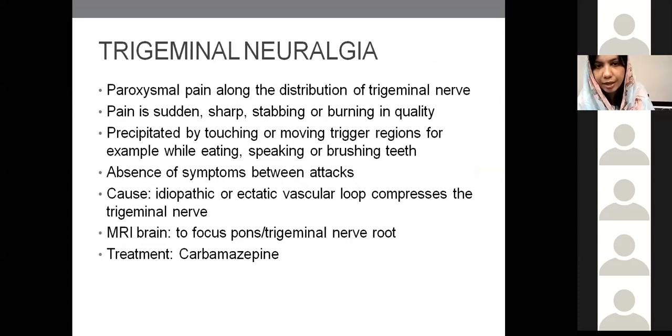Now a single slide about the trigeminal neuralgia. What is trigeminal neuralgia? It's a paroxysmal pain along the distribution of the trigeminal nerve. Pain is sudden, sharp, stabbing, or burning in quality, precipitated by touching or moving the trigger regions, for example, while eating, speaking, or brushing teeth. Absence of symptoms between the attacks. Causes are usually idiopathic or ectatic vascular loop compressing the trigeminal nerve. We usually do the MRI brain to focus on the pons and trigeminal nerve root, and the treatment includes carbamazepine. So this is about the trigeminal nerve.